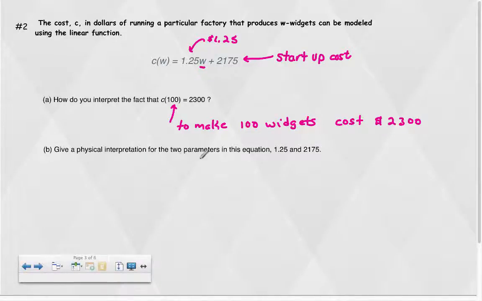Give a physical interpretation for the two parameters in this equation. So there's a new word, parameters, but that's what we just did to start this off. We wanted to understand this equation before we moved further. We just don't want to look at it and go, C equals 1.25W plus 2,000, I have no idea what that means. We want to stop and think about it. We understand linear equations. We understand there has to be a rate and there has to be a starting point. And that's what we said. $1.25 per widget, plus the fact that we had 2,175 startup cost.